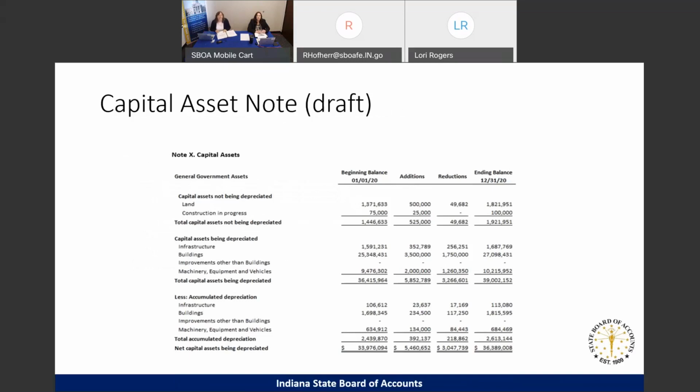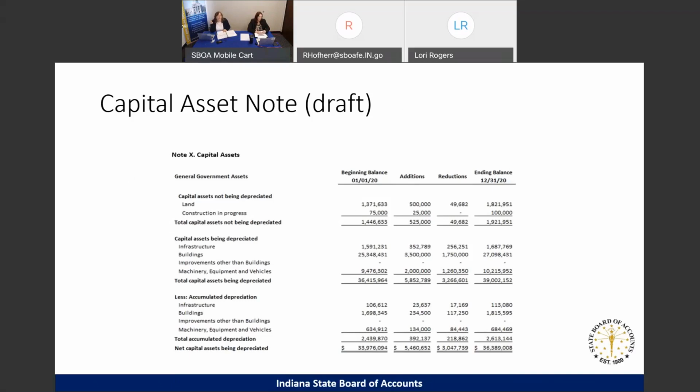Now we're going to talk about the next section of that. So you're going to have your capital assets, you're going to have your beginning balance, additions, deletions, reductions, and ending balance. And then you're going to have your capital assets that are not depreciated. So you've got your land and construction in progress separated out because those do not have any depreciation. Okay, so those are separate.